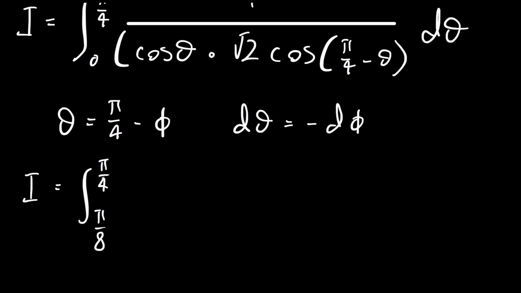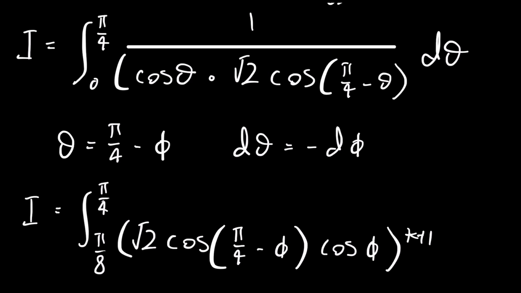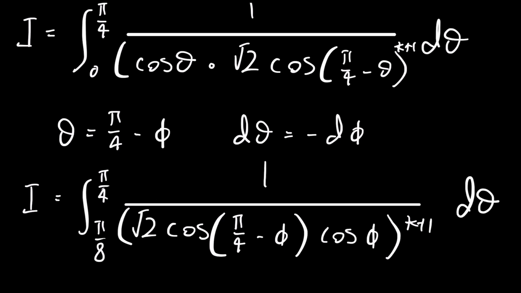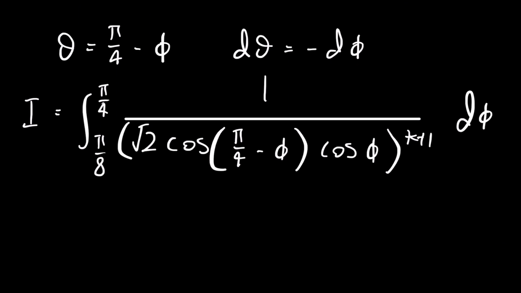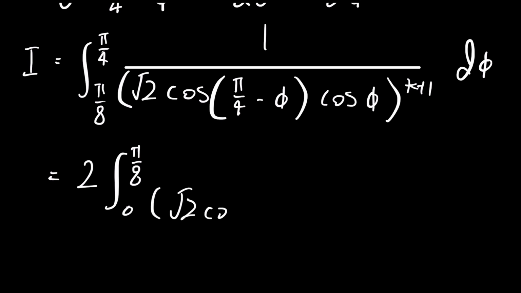And then we'll have essentially root 2 cos of pi over 4 minus phi times cos of phi. And nothing's actually changed because of this. Oh, sorry, I forgot the k plus 1 power there. So these are identical integrals. So we can say the integral between 0 and pi over 8 is the same as the integral between pi over 8 and pi over 4, which means we can also say that this is 2 lots of the integral between 0 and pi over 8, because either way we're getting the same amount of area.